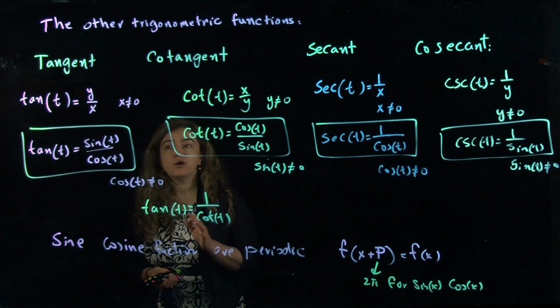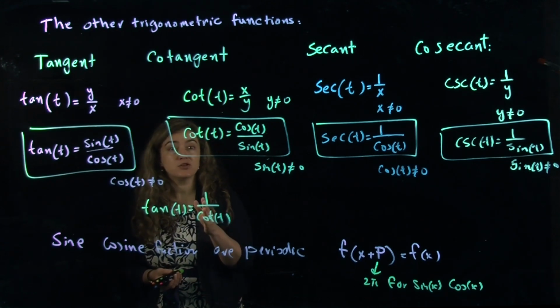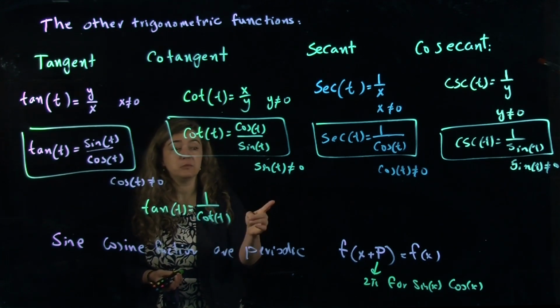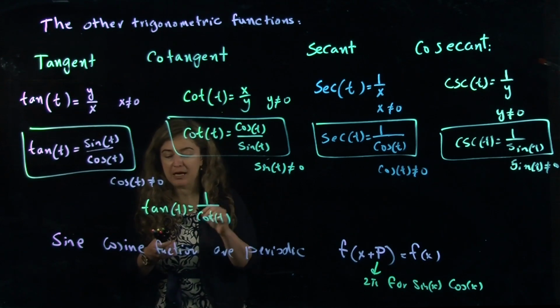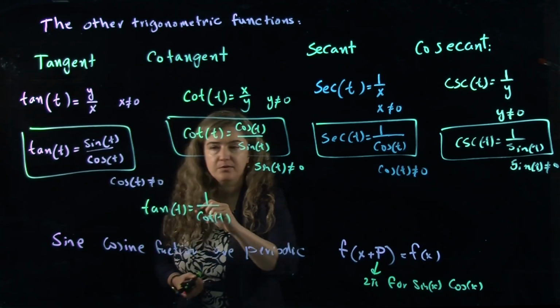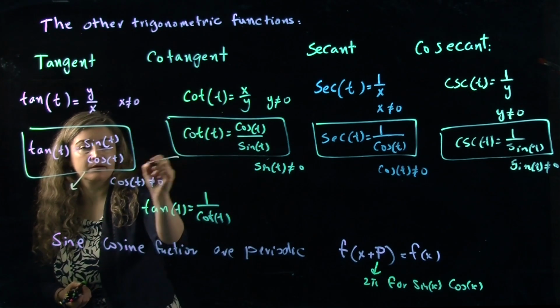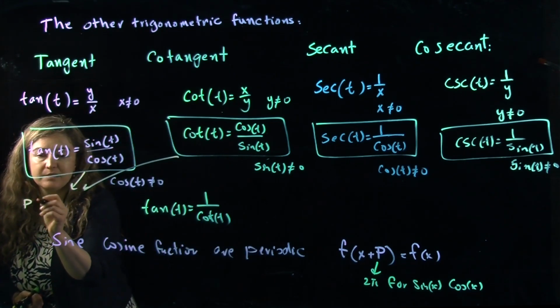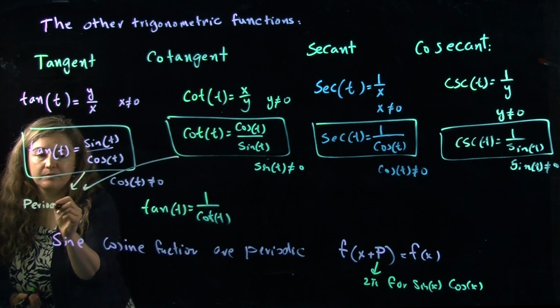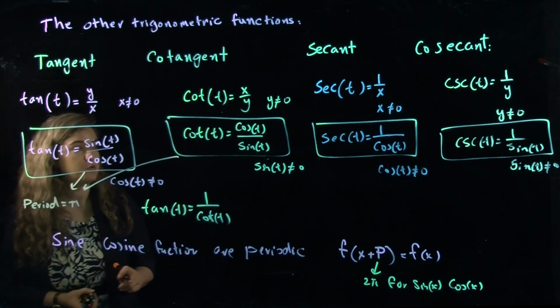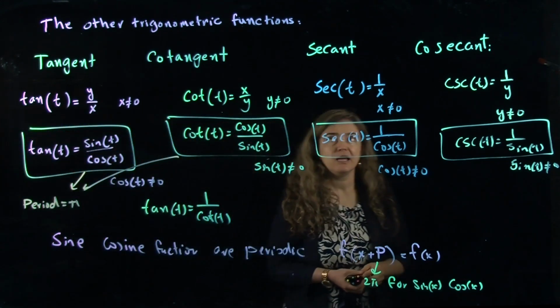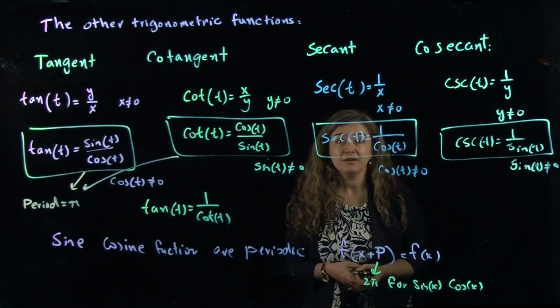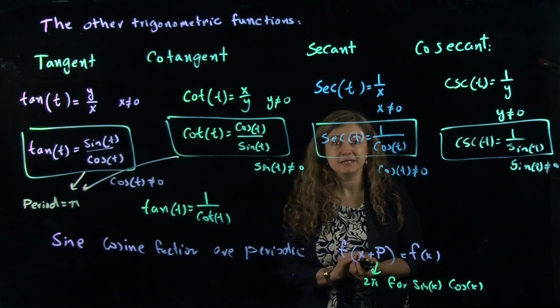Now, for tangent and cotangent, the period is going to be pi. So the period, or what makes it periodic, is equal to pi. And that's it for this video, and until the next one.